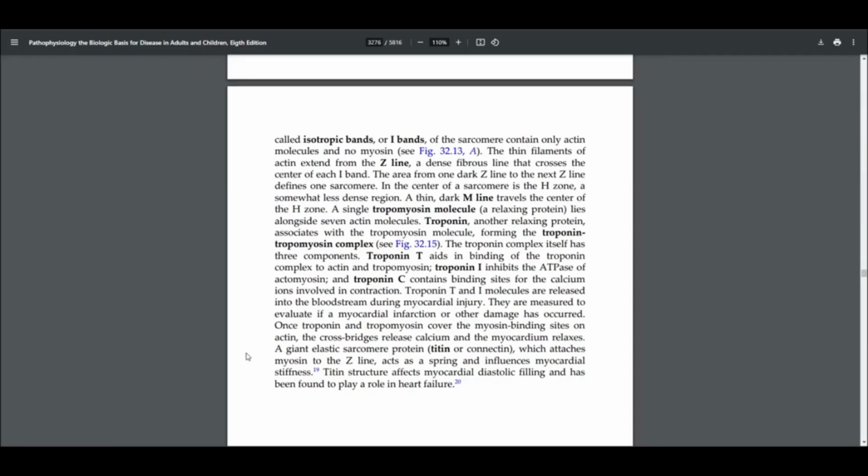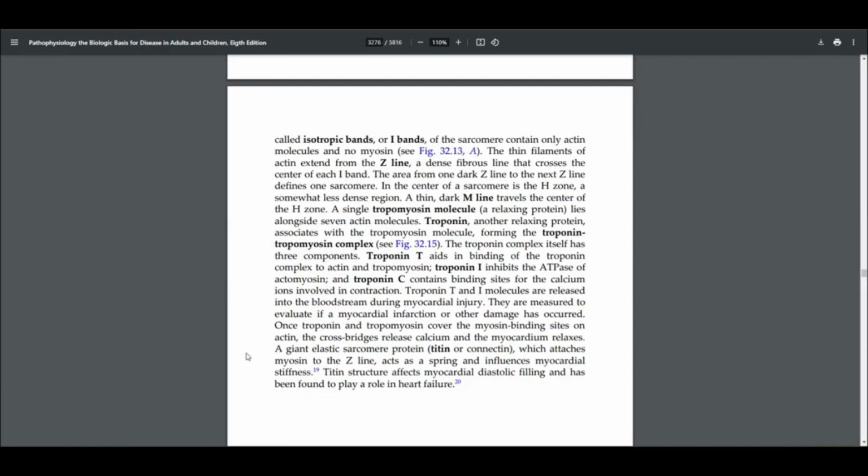The troponin complex itself has 3 components. Troponin T aids in binding of the troponin complex to actin and tropomyosin. Troponin I inhibits the ATPase of actomyosin, and troponin C contains binding sites for the calcium ions involved in contraction. Troponin T and I molecules are released into the bloodstream during myocardial injury. They are measured to evaluate if a myocardial infarction or other damage has occurred.